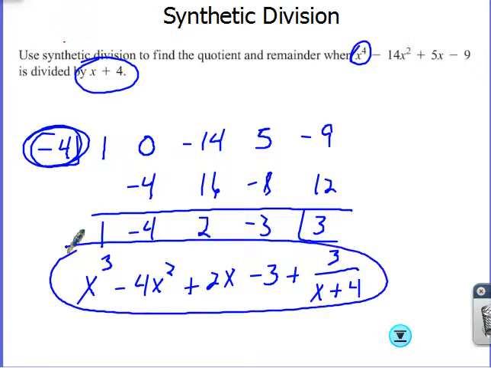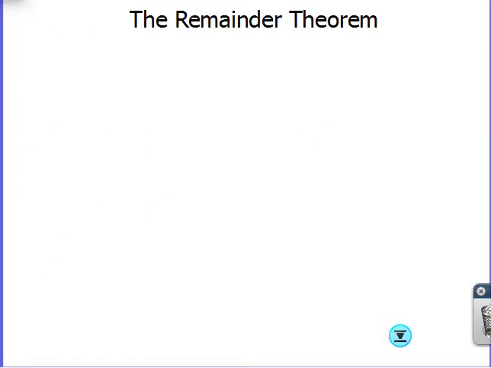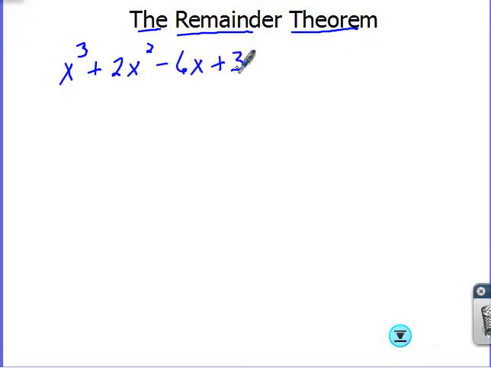Any questions? No. I'm going to give you a second to try this. This is called the remainder theorem. What I want you to do is take x to the 3rd plus 2x squared minus 6x plus 3, and I want you to try to plug in 2.